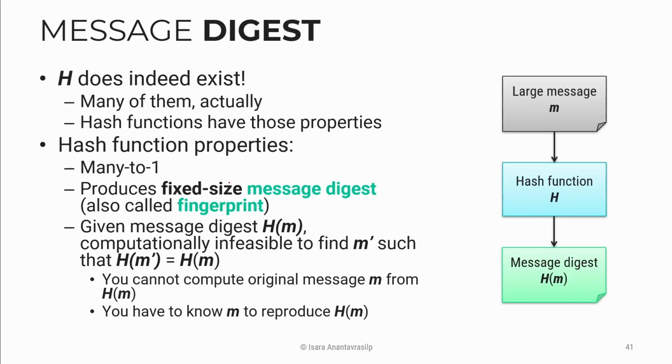But the question is, do such functions exist? Well, h does exist indeed. Many of them exist actually. We call them hash functions. A hash function has the following properties. It is a many-to-one function, which means that you could have many inputs that map to the same output. A hash function also produces a fixed size message digest. It is sometimes called a fingerprint.